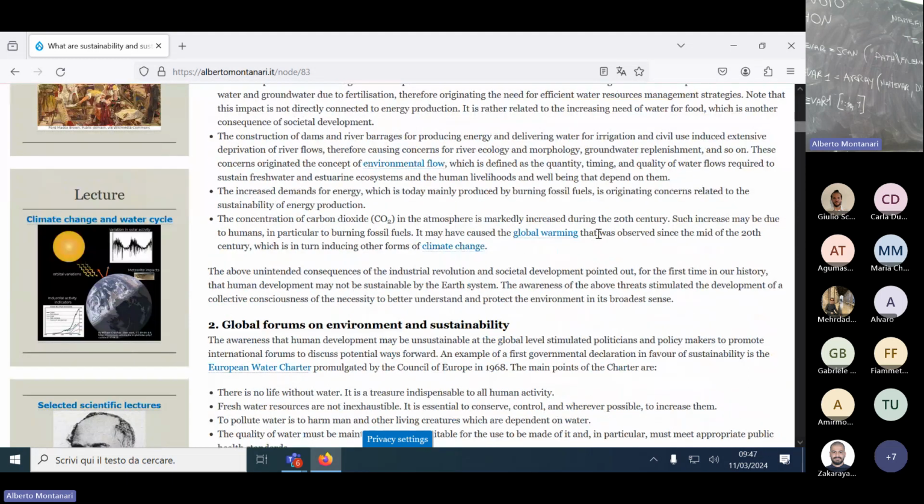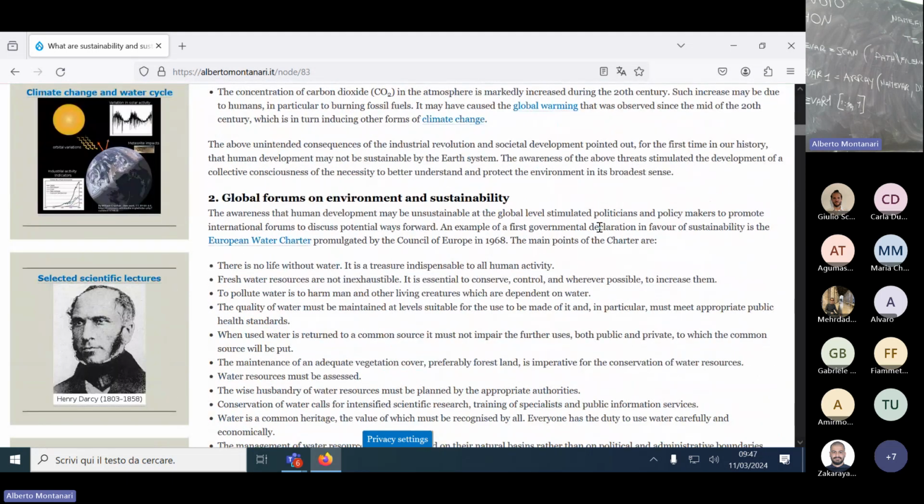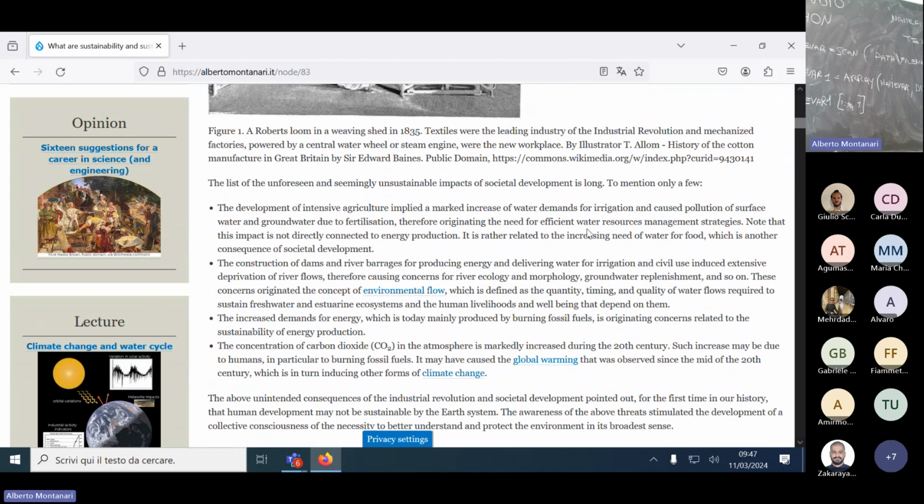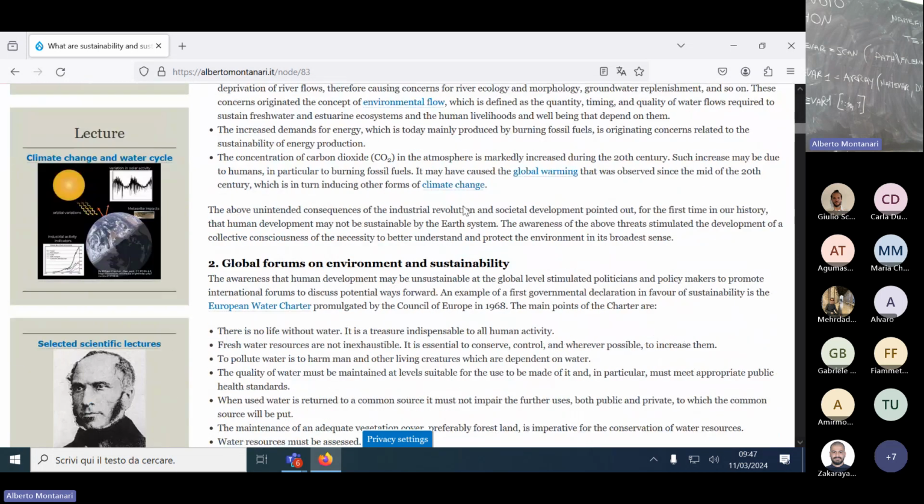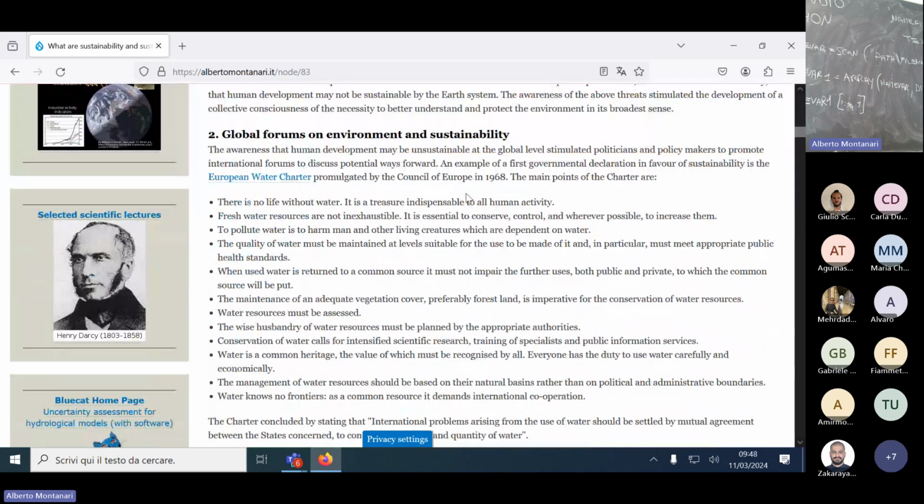Okay. So there is section 2. Section 1 is an introduction, and we already discussed what are the threats to sustainable development. Okay, so increasing demand of energy, increasing CO2 emissions. So this is something that you can read. And then section 2 focuses on the global forums on environment and sustainability. I want to say a few things about these.